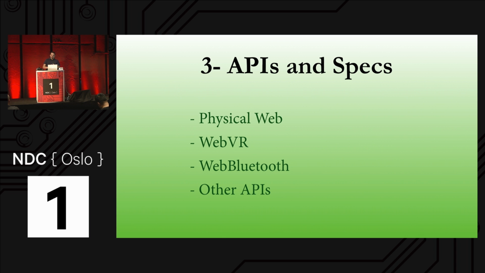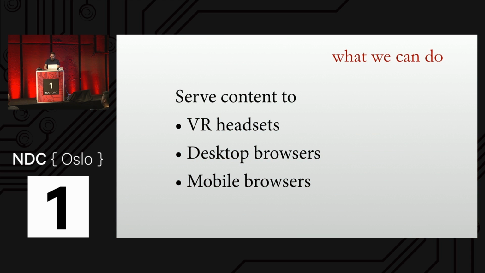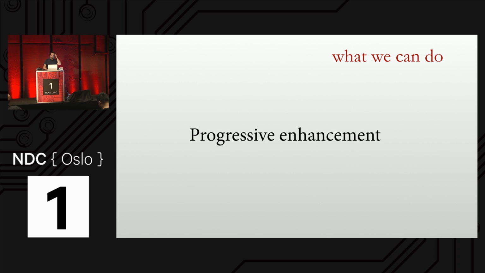So, in terms of APIs, we have covered WebVR, WebBluetooth, how to connect to the physical devices around you, and some other APIs. Okay? So now let me show you what you can do today. First, you can serve content to VR headsets. Of course, we have already mentioned that, but also to desktop and mobile browsers, even if the user doesn't have a headset. Probably you have seen this, that using progressive enhancement, you can also create VR experiences for users without a VR headset. Okay, and that means that on desktop, you will use your mouse to drag around.